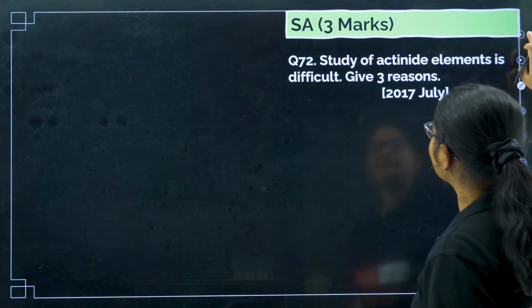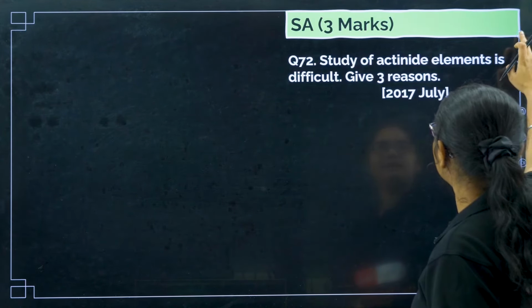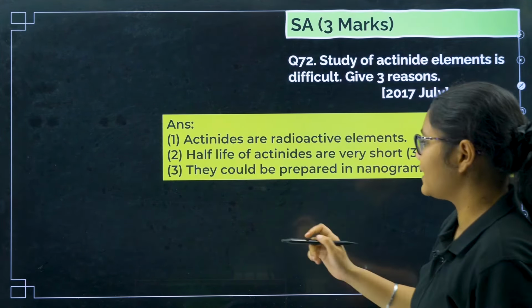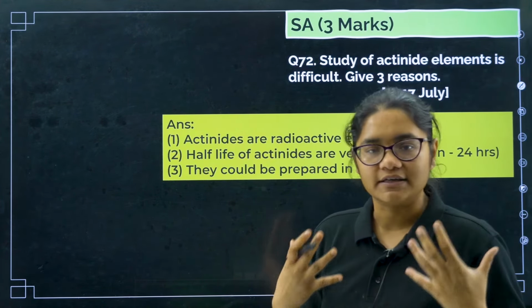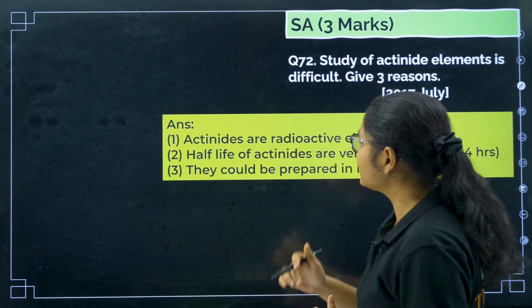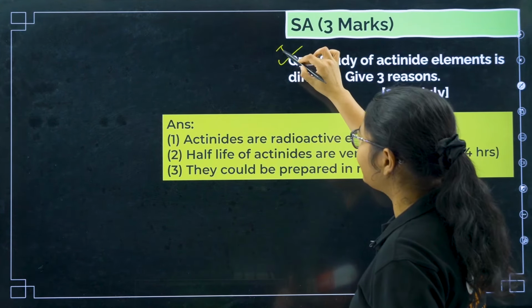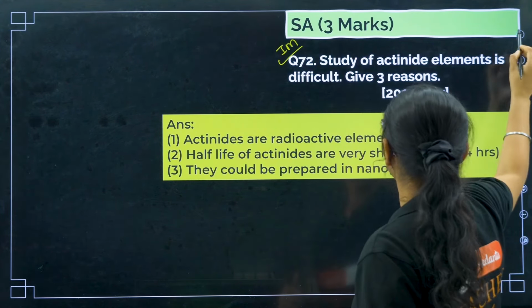Next we have: study of actinoids is very difficult, give 3 reasons. Actinoids have shorter half-life, they are produced in nanograms, and they are radioactive. This is also important, but not very important.